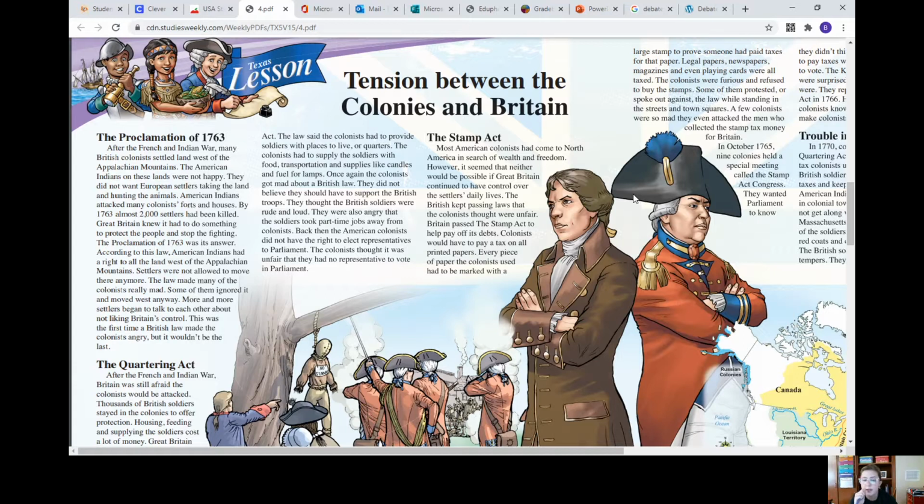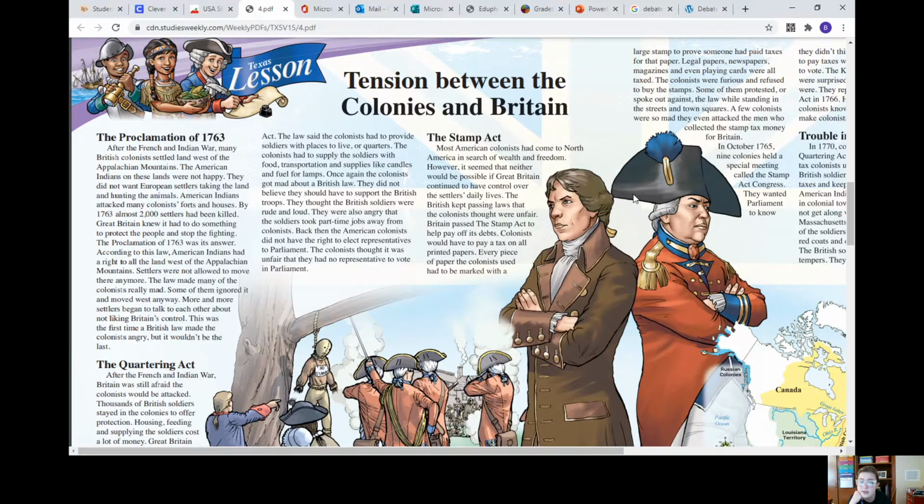After the French and Indian War, many British colonists settled land west of the Appalachian Mountains. The American Indians on these lands were not happy. They did not want European settlers taking the land and hunting the animals. American Indians attacked many colonist forts and houses. By 1763, almost 2,000 settlers had been killed. Great Britain knew it had to do something to protect the people and stop the fighting.